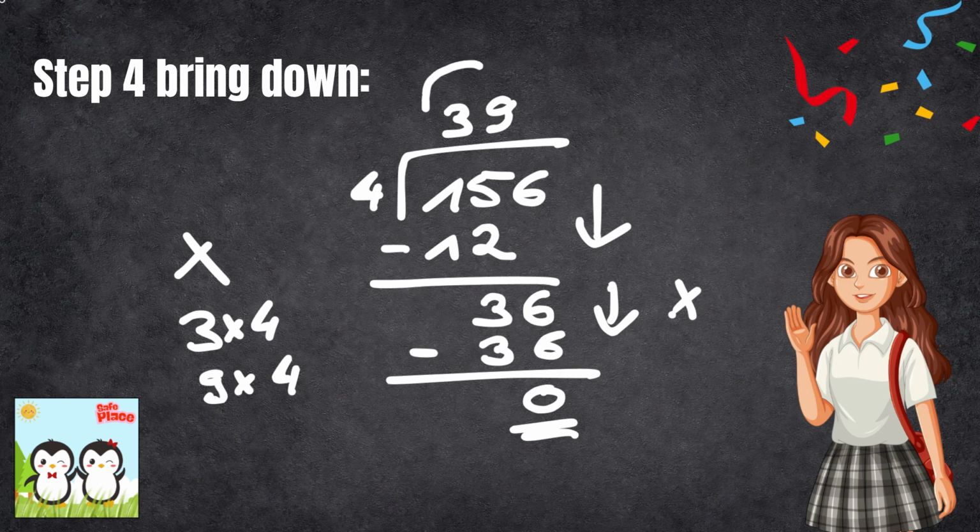So 156 divided by 4 equals 39. Great job. We solved the problem using the DMSB method. Remember, whenever you get stuck during long division, think divide, multiply, subtract, bring down. Then repeat the steps until there are no more digits left to bring down.